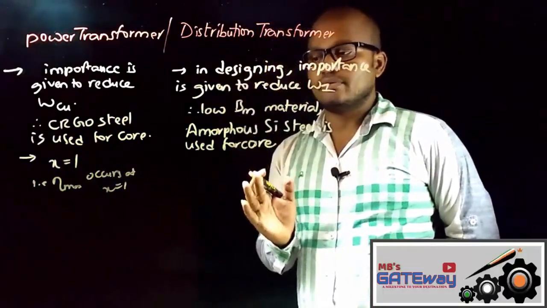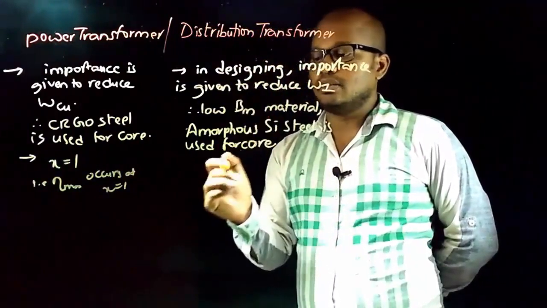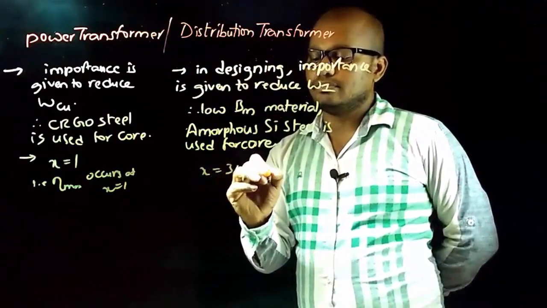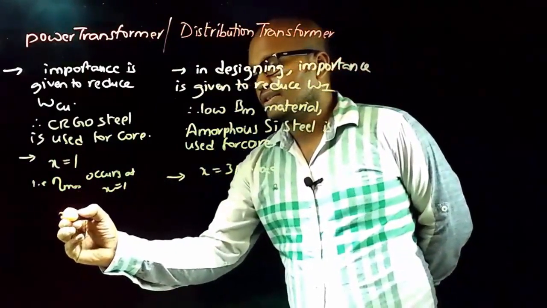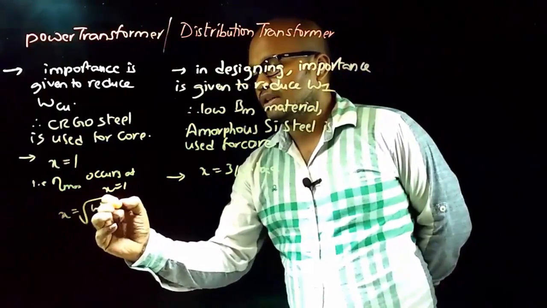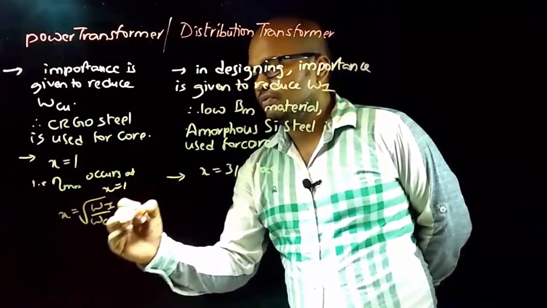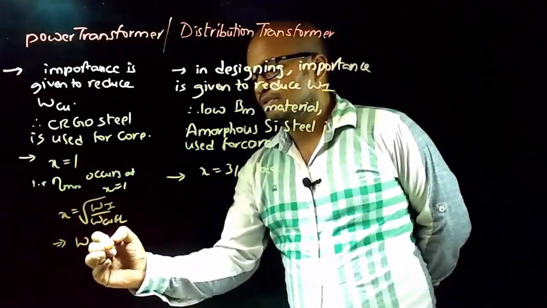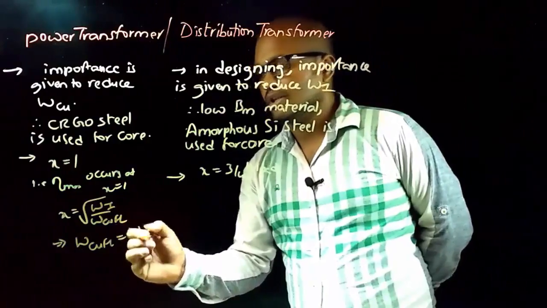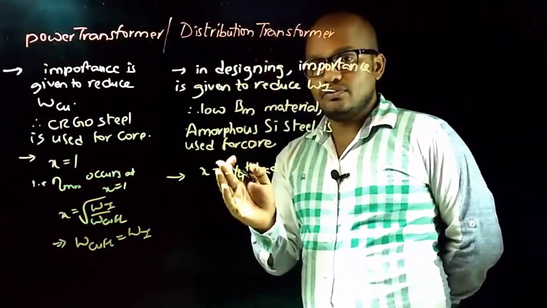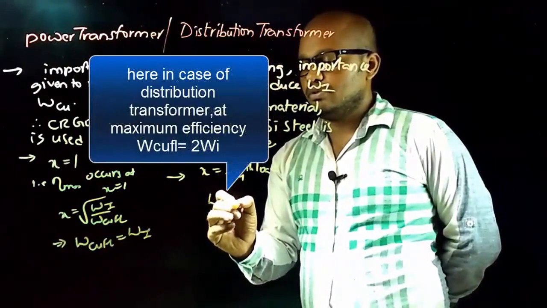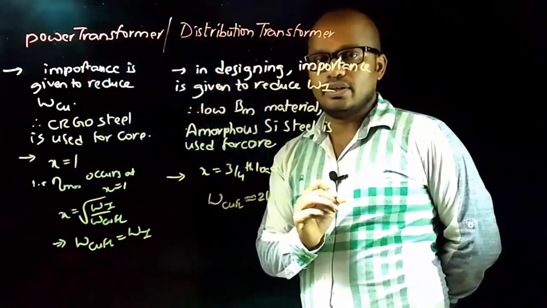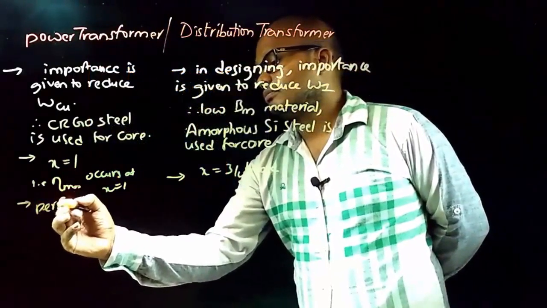And coming to distribution transformer, here loading depends on the load cycle, and the maximum efficiency will occur at around 3/4 load. And we have a relation that X is equal to root over iron losses by WCU full load losses. If you place X is equal to 1, which implies WCU full load is equal to WI. This is the condition. Whereas in case of distribution transformer, WCU full load will be approximately equal to 2 times WI.